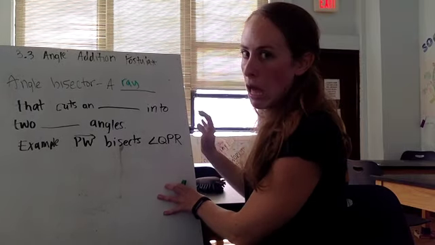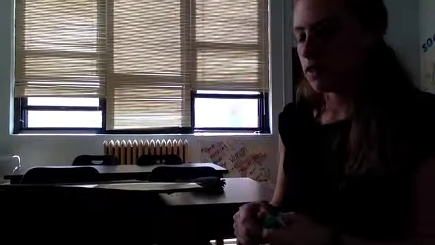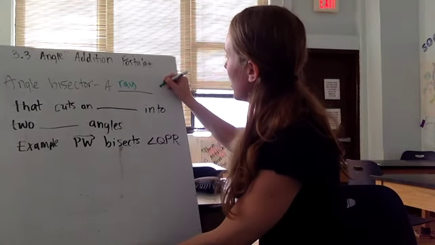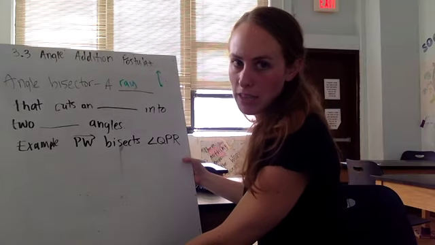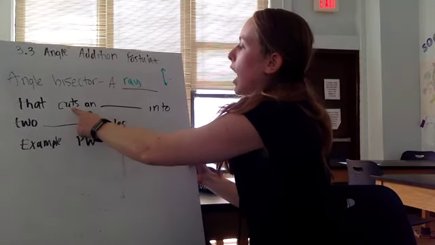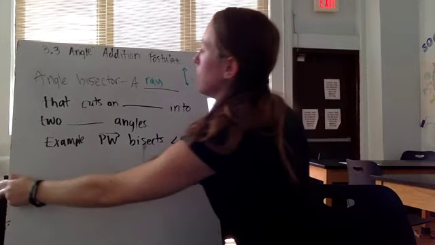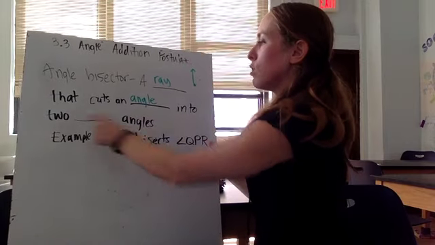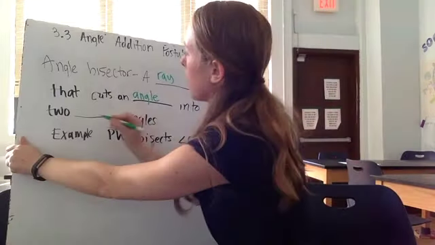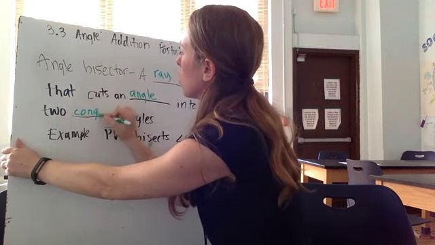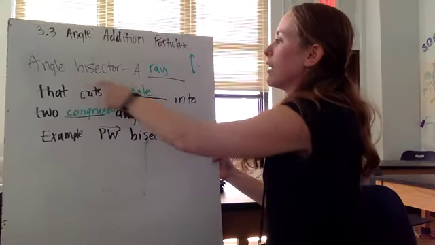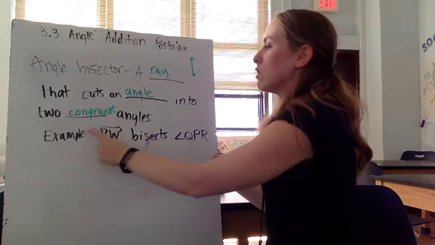So, I lost my marker. So it will have one endpoint and one arrow, something like that. And this ray, it cuts an angle. It's going to cut an angle because it's an angle bisector. It's going to cut an angle into 2 congruent, aka equal, so 2 congruent angles. So again, an angle bisector is a ray that cuts an angle into 2 congruent angles.